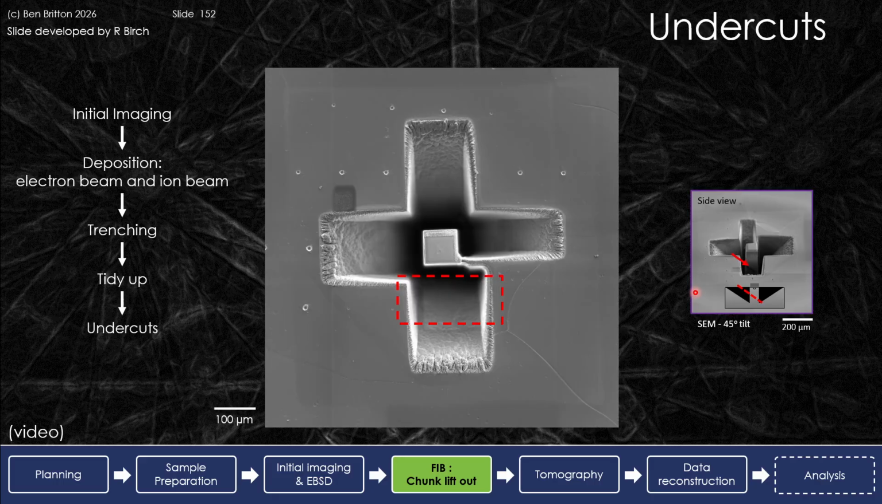Once we've now done this, we can do the undercuts, and the undercuts are performed to enable this cut to effectively free the sample, so that it is now only attached by this edge. We basically do this by tilting the sample so that the FIB is at an angle of around 45 degrees, which gives us the undercuts, and we're careful about the position of this cut with regards to the depth of the sample that we're removing.